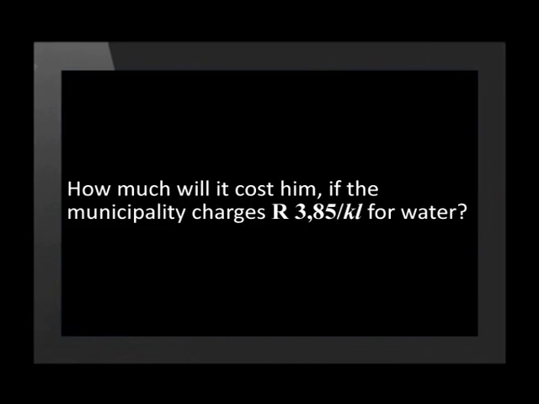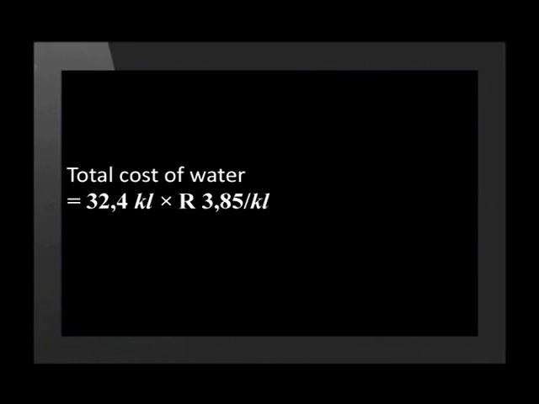Now let's calculate the cost of the water that Rupert will use if the cost per kiloliter is R3.85. To calculate the cost, we multiply 32,4 kiloliters with R3.85 per kiloliter. Therefore, the total cost of the water will be R124.74.